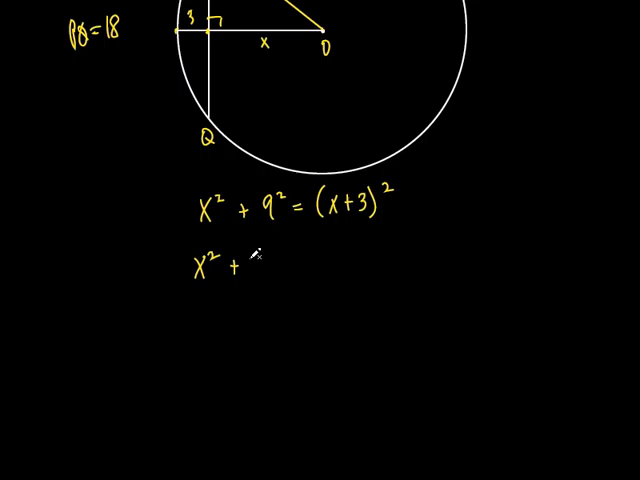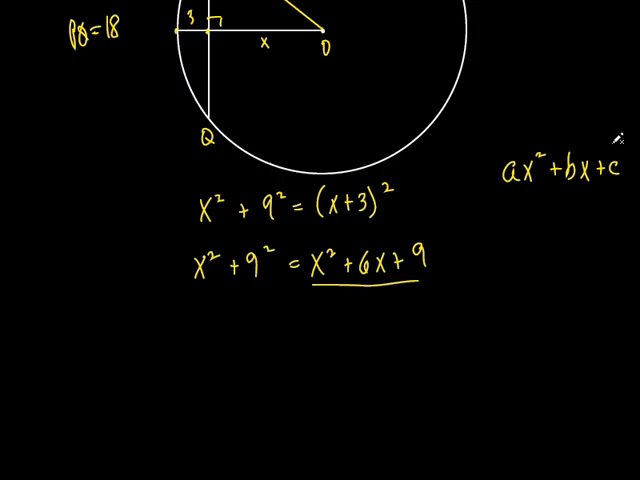So when you have an x squared, this is a quadratic right here. You got to FOIL it: x plus 3 times x plus 3, so that would be x squared plus 6x plus 9. When you have something written ax squared plus bx plus c, that's a quadratic. But the nice thing about this is that the x squareds cancel each other out.